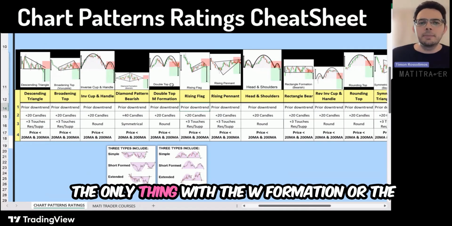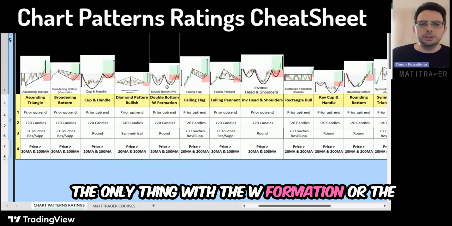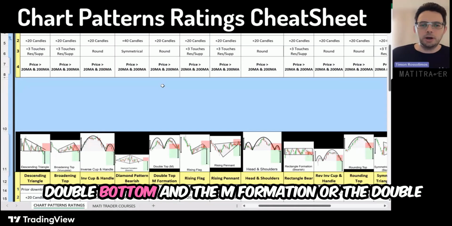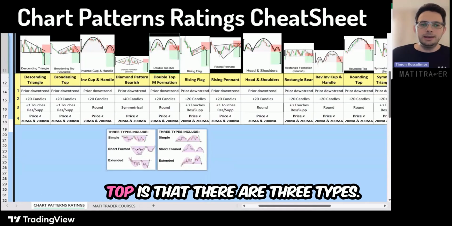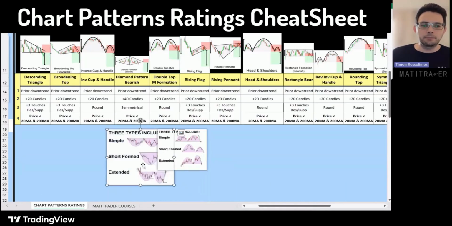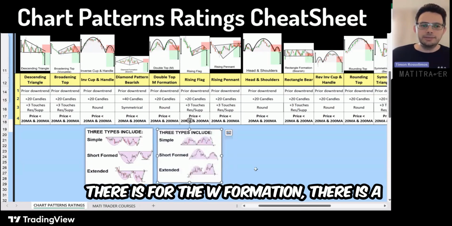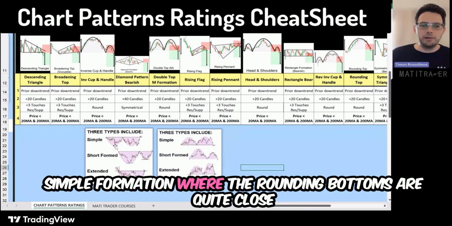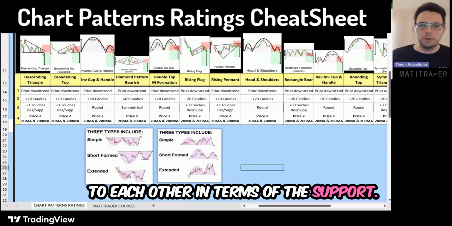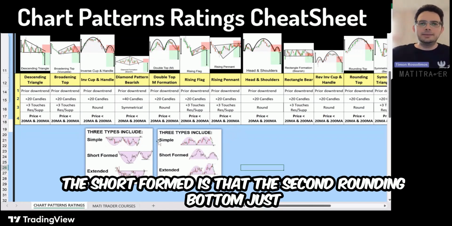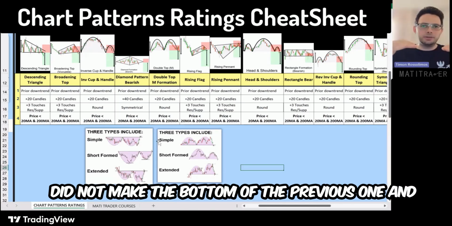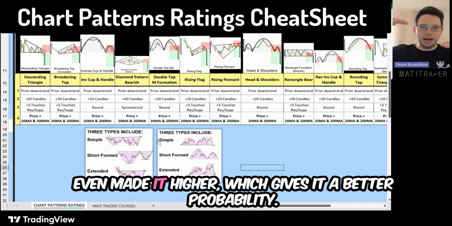The only thing with the W formation or the double bottom and the M formation or the double top is that there are 3 types. For the W formation, there is a simple formation where the rounding bottoms are quite close to each other in terms of the support. The short form is that the second rounding bottom just did not make the bottom of the previous one and even made it higher, which gives it a better probability.